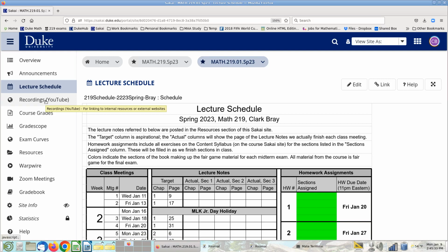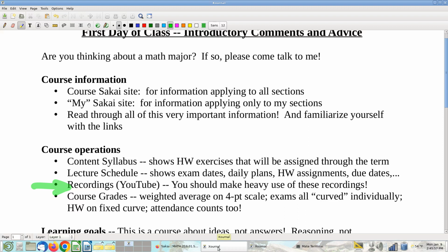On that playlists page, I don't yet have a playlist for this term because I haven't made any recordings yet for this term. But within the next couple of days, at the end of the day on Wednesday, I'll have recordings. We'll have that new playlist, and that's where you will find it. I hope that those recordings will be useful, and in particular, I hope you'll make heavy use of them. I'm going to talk about that in a little more detail in a few minutes.